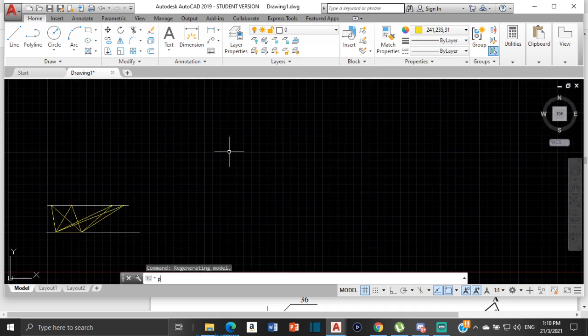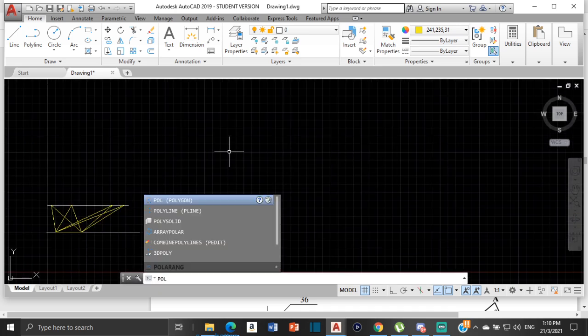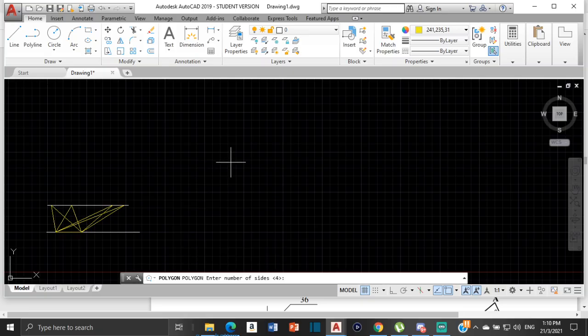We're going to select a polygon. You're going to type polygon. All right, we're going to select a polygon, and then it says enter number of sides, so we're going to type 6 and press enter because we want 6 sides. All right, so specify the center. We want the center there.